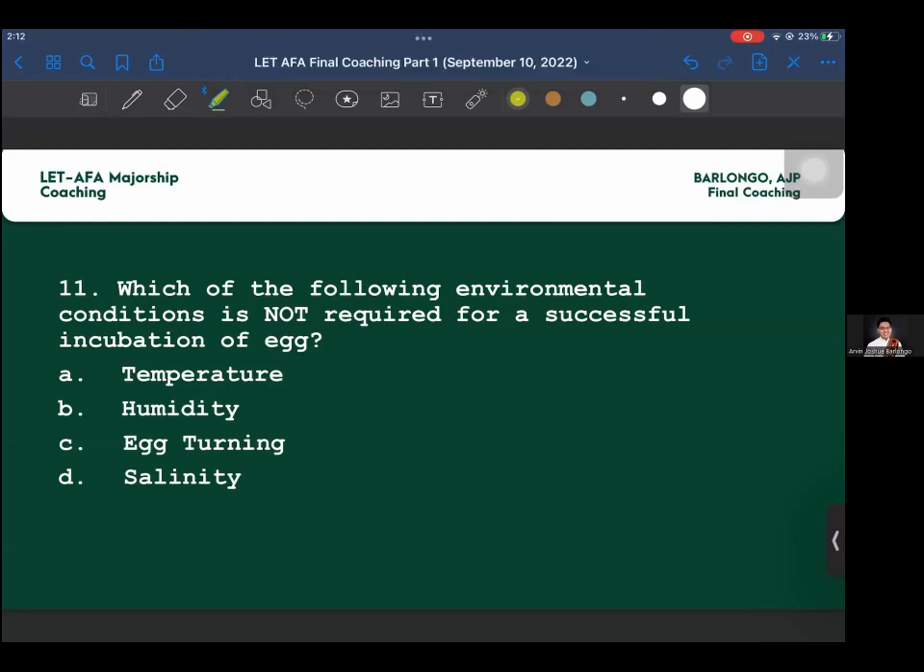So number 11, which of the following environmental conditions is not required for a successful incubation of egg? So alin daw dyan ang hindi required para sa successful incubation ng egg? Again, for the newcomer, you can direct message dito yung mga answers mo for the questions, or you can just take it on your personal note. Para of course, makapag-practice din along the way. So which of the following is not required? A, temperature, B, humidity, C, egg turning, or letter D, salinity.